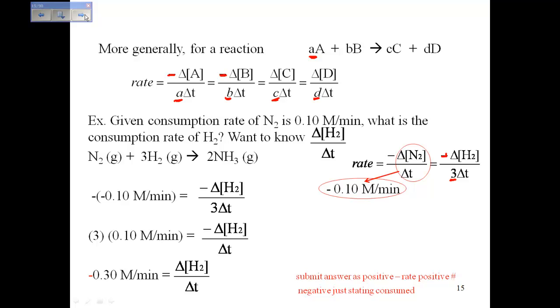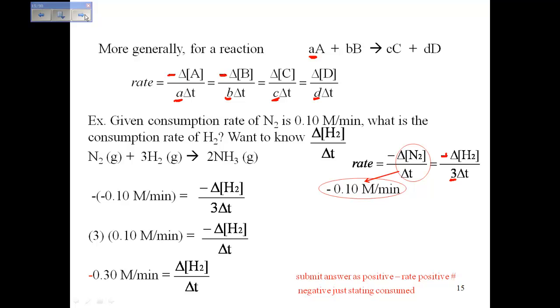We're going to multiply by 3 on both sides. Now that gives you 0.3 molarity per minute. Then we've got to bring that negative sign over from the delta H to the other side, which gives me a negative 0.3 molarity per minute. When you submit your answer, though, it won't be a negative 0.3, it'll be 0.3, because by definition, rate is a positive value. That negative sign is just telling me that hydrogen is being consumed, which I already know because it's on the reactant side of the equation.